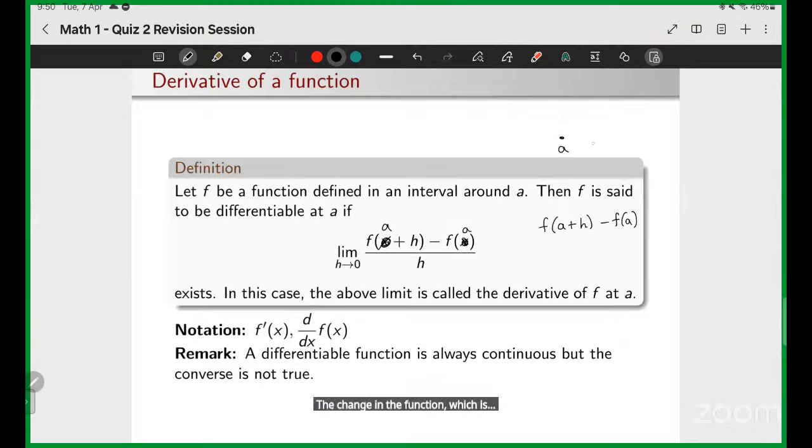Differentiable functions are always continuous, but there are continuous functions which are not differentiable. Can you give me an example of a continuous function which is not differentiable? Mod of x. Yeah, the modulus function is continuous but not differentiable. Anything that has corners.